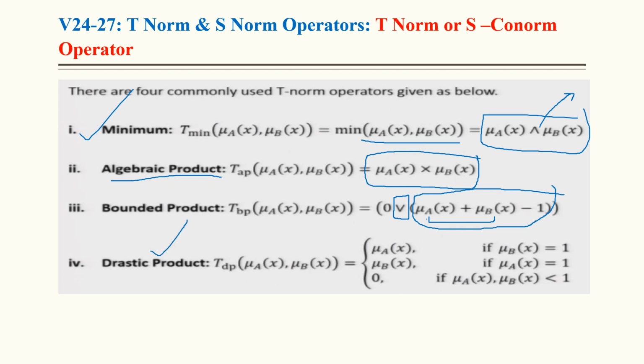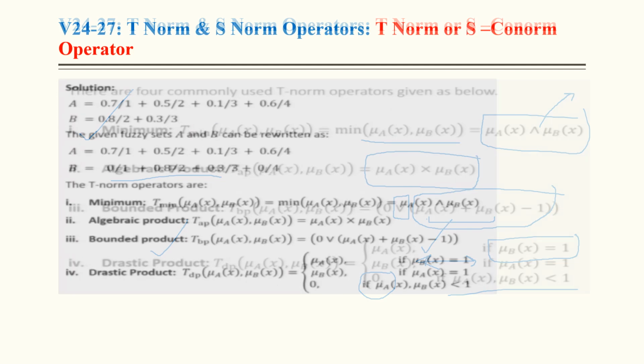Drastic product. In this case, we consider the membership value of mu A(x) when the membership value of mu B(x) is equal to 1, and vice versa. And when the membership values of fuzzy set A and fuzzy set B are less than 1, then it is considered 0. So this is the case.